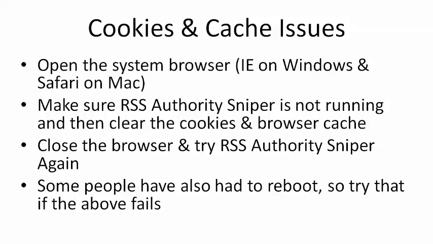What you need to do is open the system browser, but make sure that RSS Authority Sniper is not running. Then clear the cookies and the browser cache. Then close the browser and try RSS Authority Sniper again. Some people have also had to reboot to get the cookies and the cache to really completely leave. It depends on the settings of your computer, but if you still have the problem after you've completely deleted the cookies and cleared the browser cache, then you need to try the reboot.